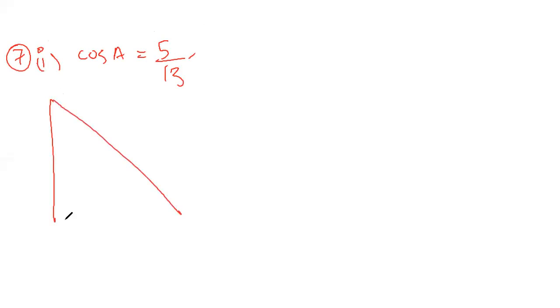So this is the 7th question, and the first part states that cos A is equal to 5 by 13. What does cos A equal to 5 by 13 mean? First of all, we'll draw a figure that is a right angled triangle. Then we will label the triangle. So this will be C, B, and A.